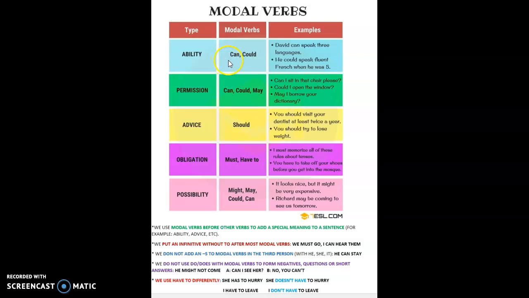We start with can. Can is connected to ability and to permission. We use can or can't to talk about ability in the present. David can speak 3 languages. Could is the past of can. He could speak fluent French when he was 5.